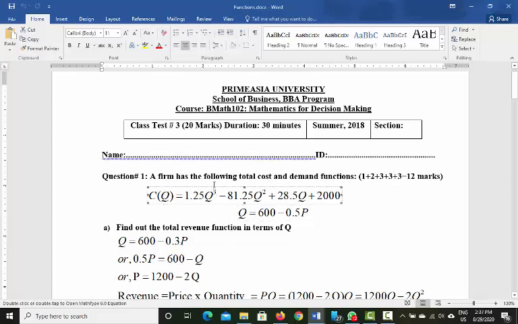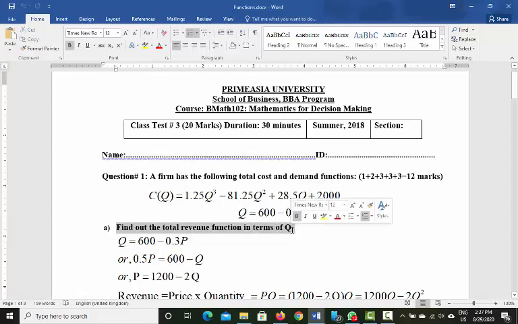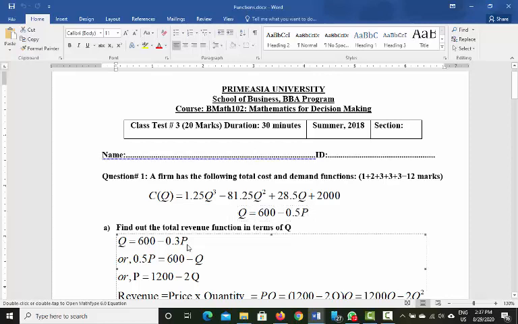The first question is asking us to find out the total revenue function in terms of Q. This means we need to find out the revenue function where the variable should be Q only. Right. So Q is equal to 600 minus 0.5p.